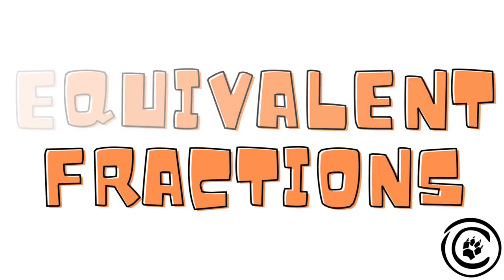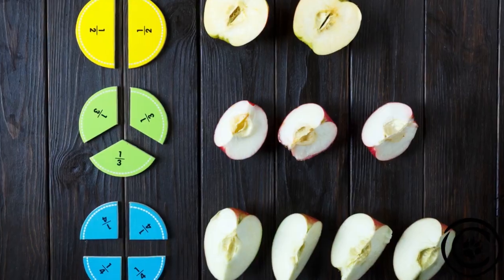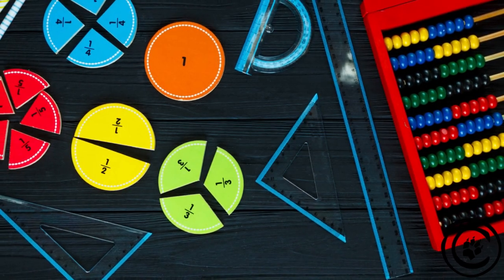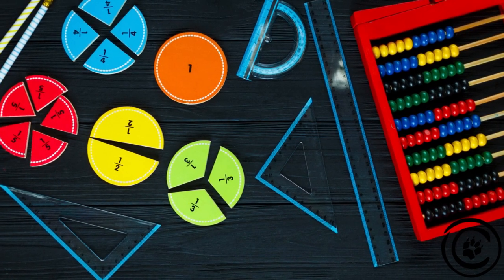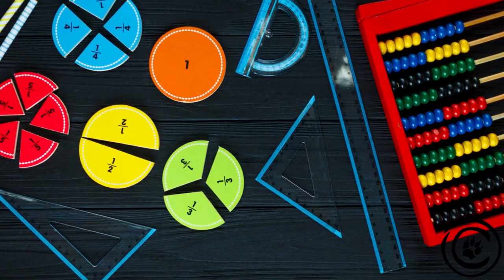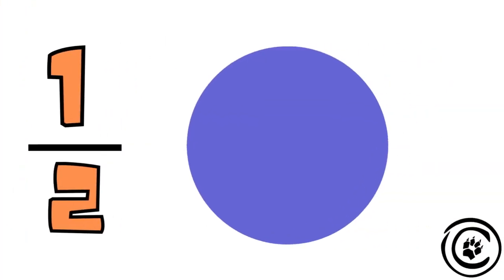Equivalent fractions. Fractions are numbers that represent parts of a whole. Equivalent fractions are fractions that represent the same amount or the same part of a whole, even though they may look different. For example, let us take the fraction 1/2. This means that you have 1 out of the 2 equal parts.